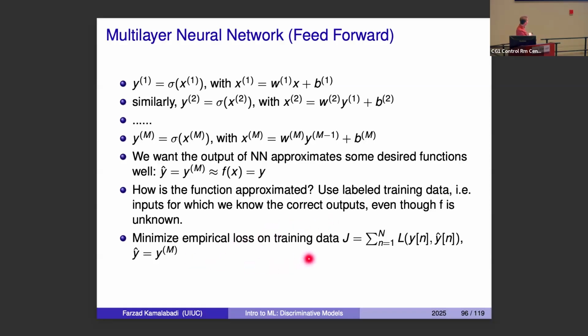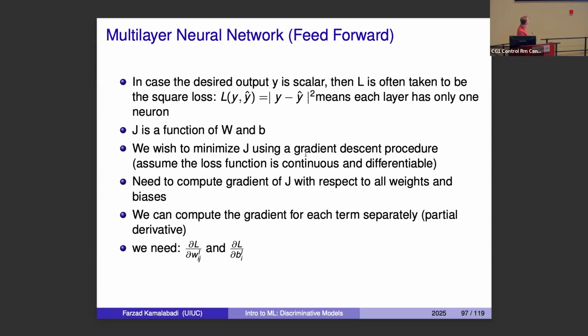And we minimize the empirical loss on training data, and that loss, again, can be our choice. We are setting the approximation of the function that we are defining to be the output layer of the net. If it's a scalar, for example, we can write that L to just be the Euclidean distance between the two. J, or the cost function, is a function of the weights and the bias. So we have to fit those two parameters. And we want to minimize J, for example, using a gradient descent procedure.